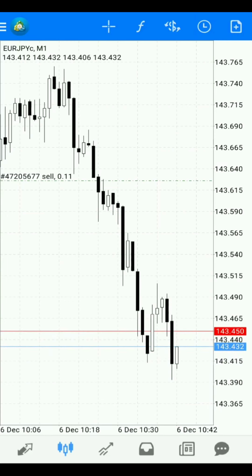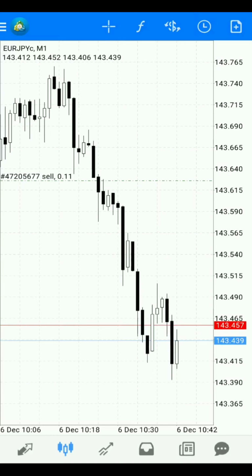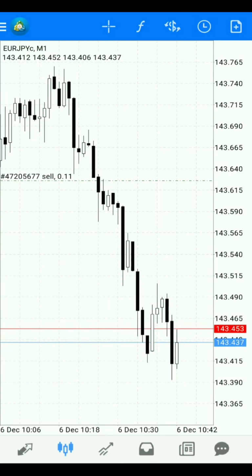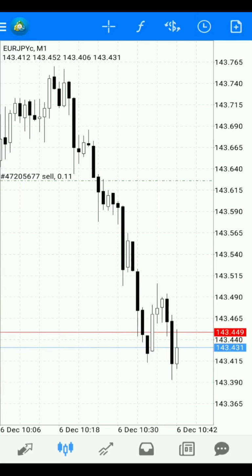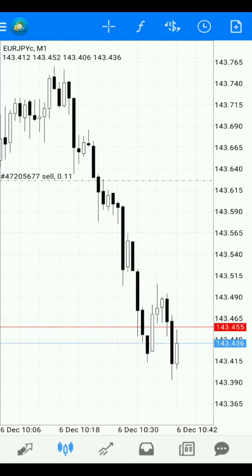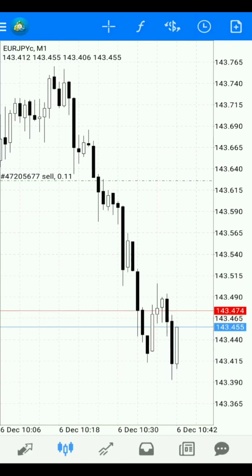And boom, this is your entry. Now where you want to take your take profit is the low of the B leg. So we have an A leg, B leg and C leg. The low of the B leg is your take profit level. You want to take your profits at this level.